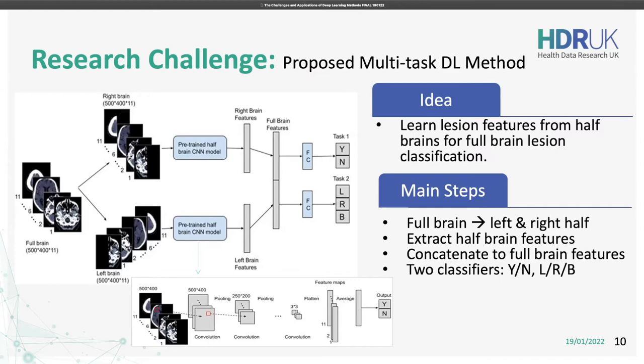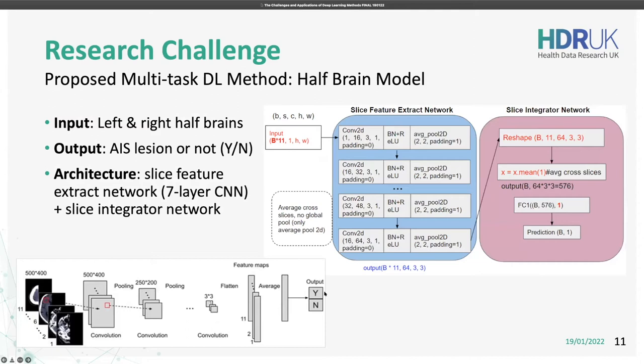The half-brain feature extraction network is the key part of our framework, and it contains two main components: a slice feature extractor network and a slice integrate network. For the slice feature extractor network, we have seven layers. Every slice of the half-brain image goes through this network, and we learn the features of the lesion. At the end, we average across all the slices to predict whether this half brain has a lesion or not. So this is a very brief explanation of our main framework and its components.